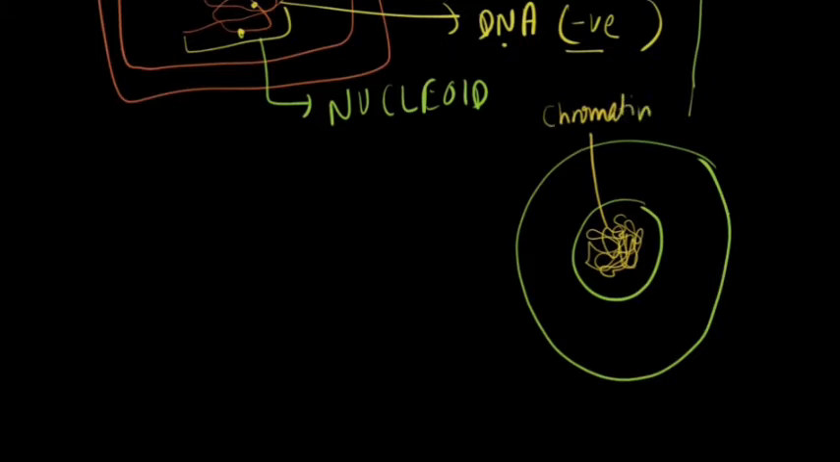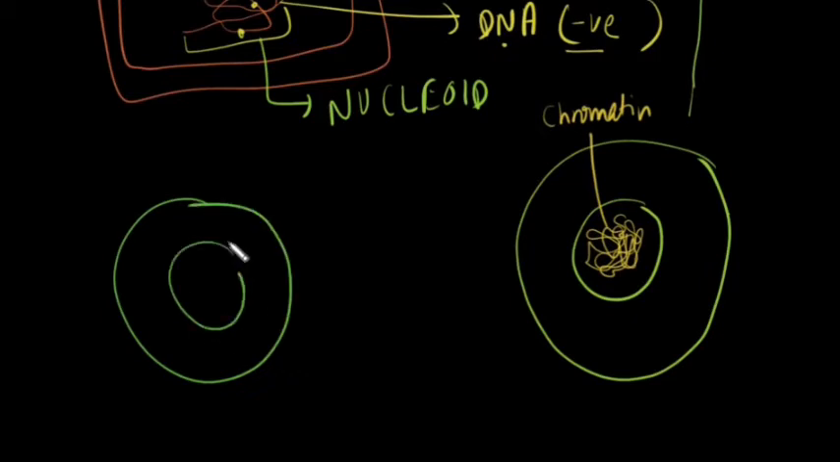And during cell division, we don't see these condensed threads. During cell division, we see that these threads are arranged in some structures like this. They are called chromosomes.